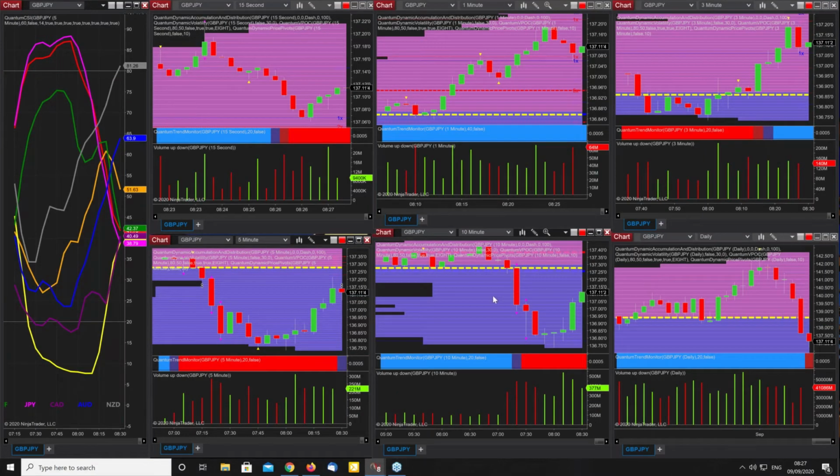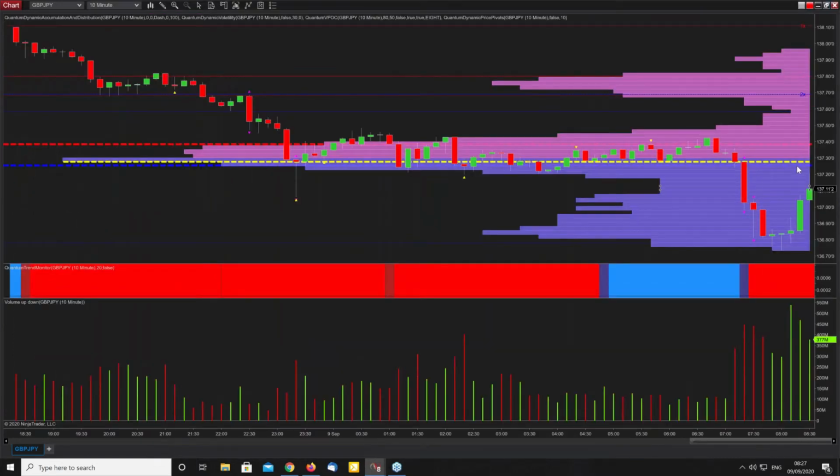Down onto 10 minutes, same sort of thing. We've got the VPOC ahead. We've got very heavy resistance, this red line overhead here. You can see it here better. We've got the blue one here. So there's a ton and a half of reasons in here why we can expect to see this market not drive through here.